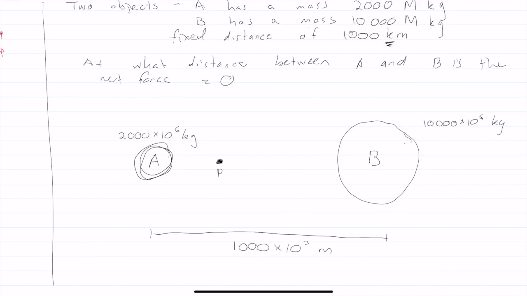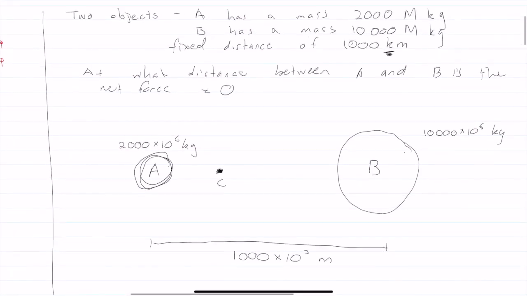Okay, so at some point P, if we put a third object in there, let's call it object C, in between A and B, there's going to be a 0 net force. So I want to determine the distance where that is.